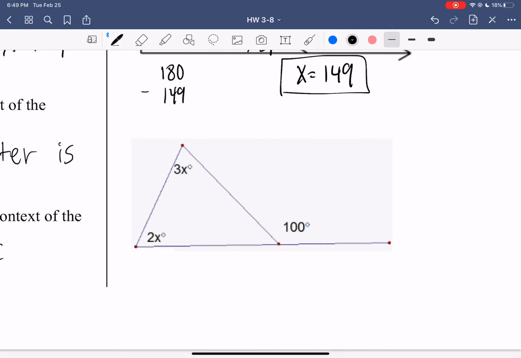All right, here we have 3x plus 2x, and then we have 100. So we know that this whole thing has to equal 180. So that would leave this being 80. So if we know that 3x plus 2x equals 5x, and then plus 80 has to equal 180, we're going to subtract 80, get 100 equals 5x, and then divide both sides by 5, and we'll be left with x equals 20.